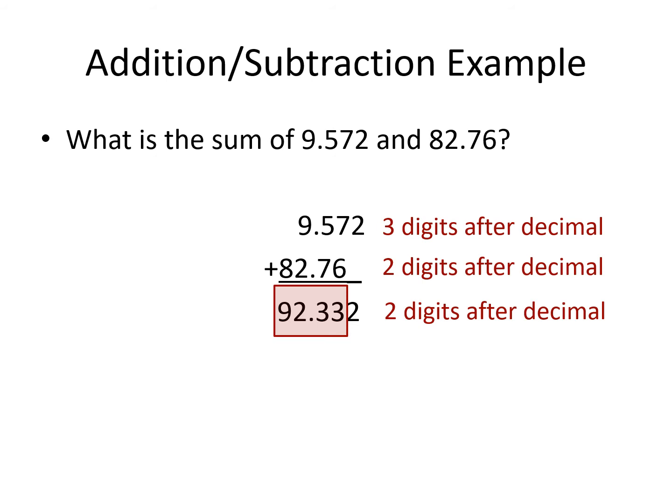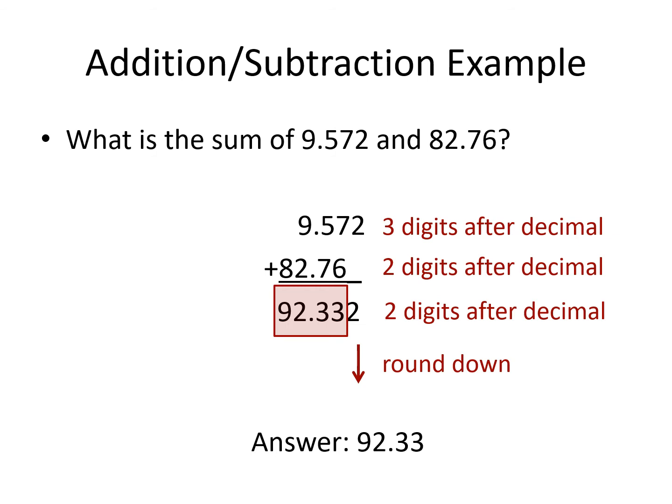I identify which digits I am keeping and which digits will fall off. Since I need to round to 2 digits after the decimal, I am keeping the 92.33 and the 2 falls off. But before it falls off, it tells me whether to round up or down. Since it is less than 5, I round down. The 3 stays as is, and my final answer is 92.33.